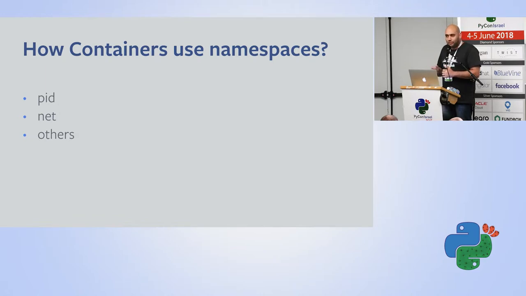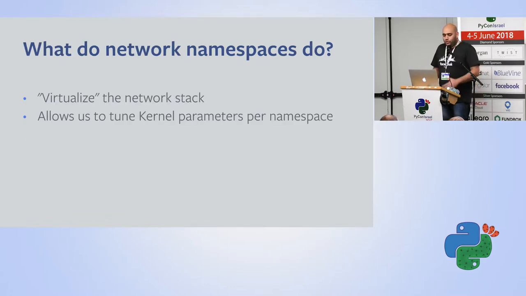And network namespaces allow us to isolate the networking stack. This allows us to have different IP addresses inside a container and outside, different firewall rules, and a whole bunch of network configurations that Linux allows us to do. So once we use network namespaces, those changes are isolated and contained. Basically, network namespaces virtualize the network stack and allow us to tune kernel parameters per namespace.